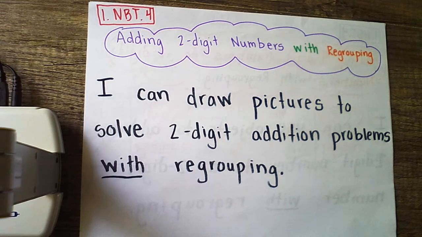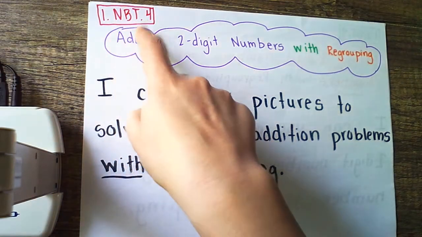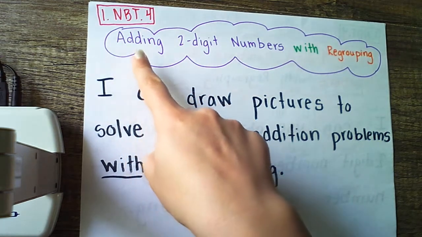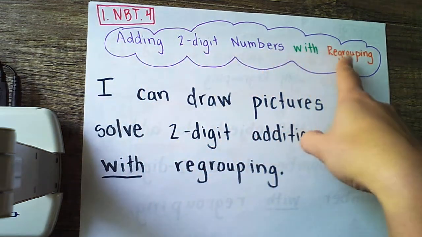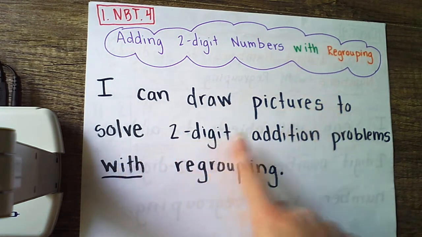This week we've been learning all about adding two-digit numbers using both objects and pictures, and we started making it a little more challenging by using regrouping. Today, instead of using objects, we're going to be using pictures. So we're still in 1 NBT4. That's our standard that's talking to us about adding two-digit numbers. Today we're adding two-digit numbers with regrouping, and we're going to do that by drawing pictures to solve two-digit addition problems with regrouping.